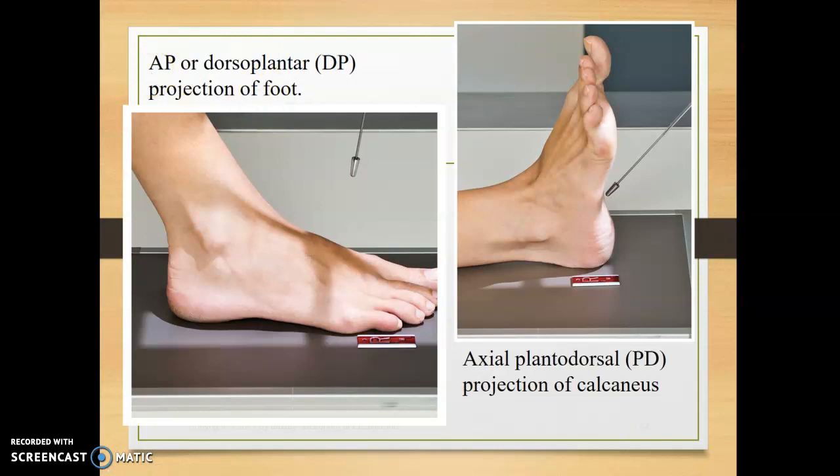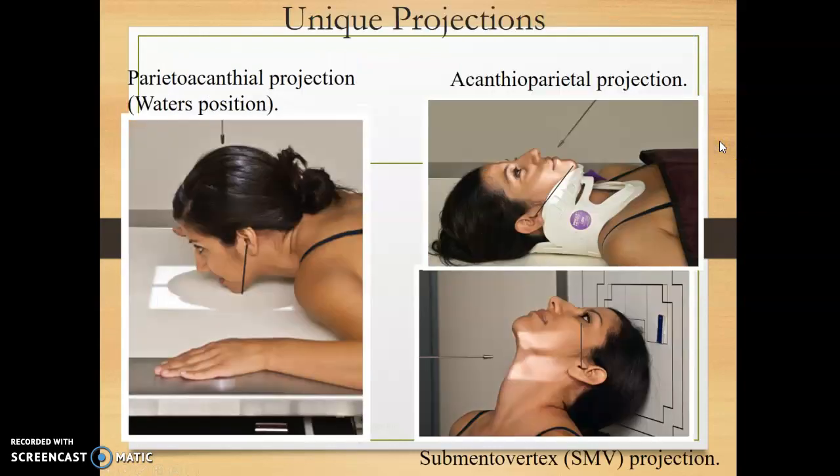Let's see. Projection of the foot here. So this is a dorsoplantar. So this X-ray beam is entering the top, exiting the bottom. So remember, dorsal surface, plantar surface. This view of the calcaneus here, it enters the plantar surface, exits dorsal. These are some unique head projections.